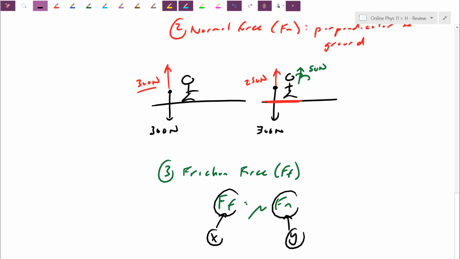But what's happening here is, let's imagine my Fn is larger. What's going to happen is between two surfaces, no matter how smooth surfaces feel macroscopically, there's all these little microscopic grooves that are on the top surface. There's microscopic grooves that are on the bottom surface as well.